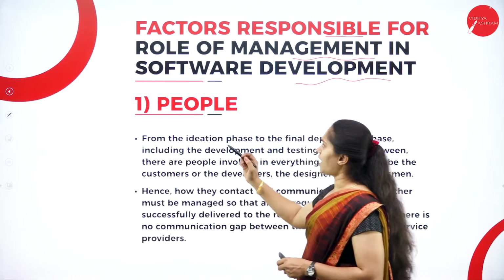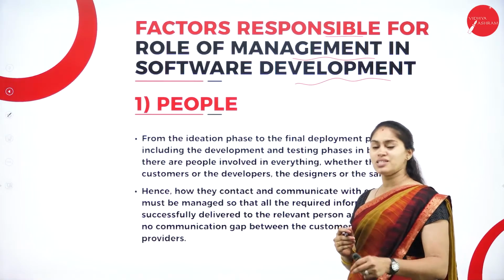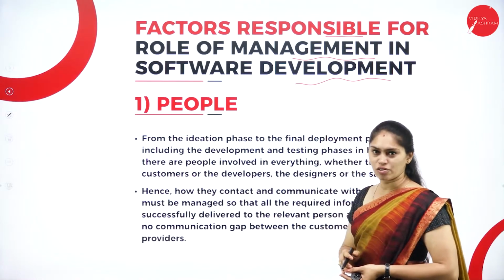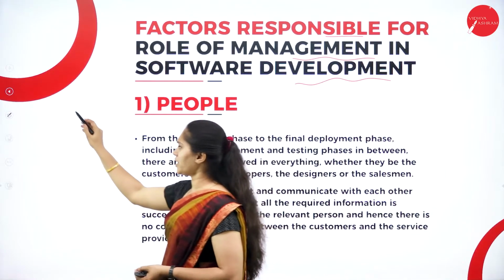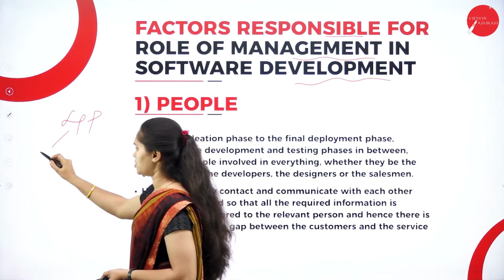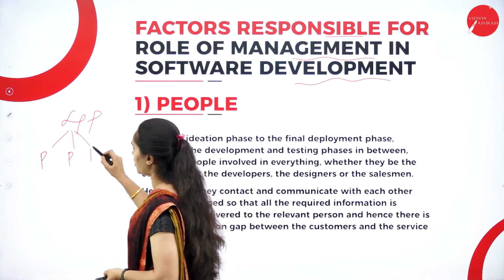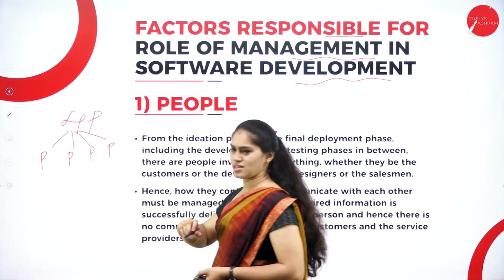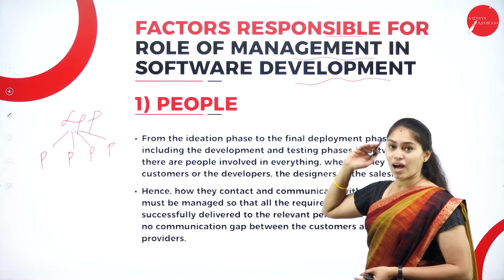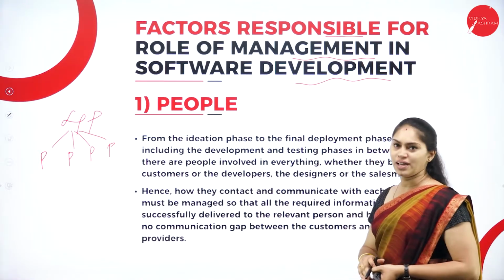So here we have certain factors which depend upon the role of management in software development. It will include 4 P's, and all 4 P's are important here. The first one is people, and we also have the project, the product, and the process. All these 4 P's are factors that affect or are responsible for the role of management in software development.